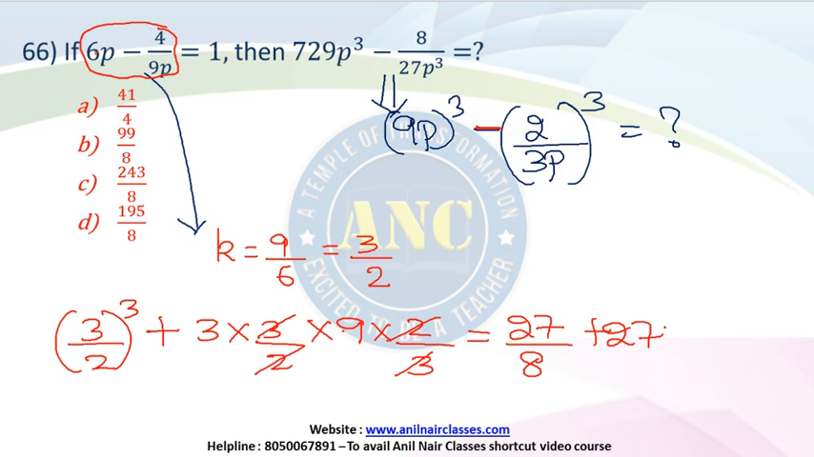That means your final answer will be, if I take the LCM and simplify, the denominator in the first term is 8, in the second term it is 1, make it as 8. If you put 8 in the denominator, you should also multiply the numerator. That means final denominator is 8, 27 plus 27 into 8 is how much? 216. 27 plus 216. Answer is 243 divided by 8, which is nothing but option C.